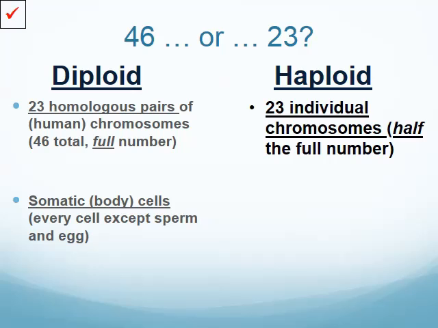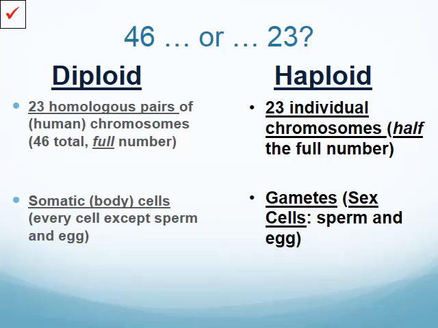On the other hand, haploid cells only have 23 chromosomes, or half the full number. These are the gametes, or the sex cells, the sperm and the egg. So think about it. Why do you suppose that the sex cells, the sperm in the males, and the eggs in the females, only have 23 chromosomes?